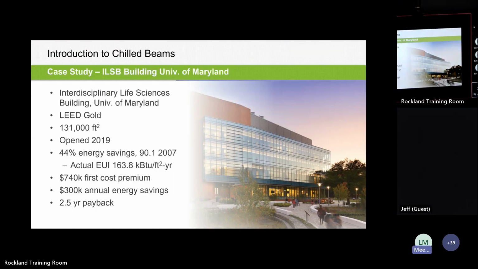All right, so there's a case study that I referred to a little bit earlier from the earlier questions. So this was a University of Maryland ILSB building. They achieved LEED Gold, and you can kind of see the specifications there. 44% energy savings over the baseline, and their payback was really quick. So not quite the same first cost as we saw from the Tahoe Center earlier, which was rather cost neutral. This one had about a 3/4 million first cost premium, but they were able to recoup that pretty quickly because of the energy savings.